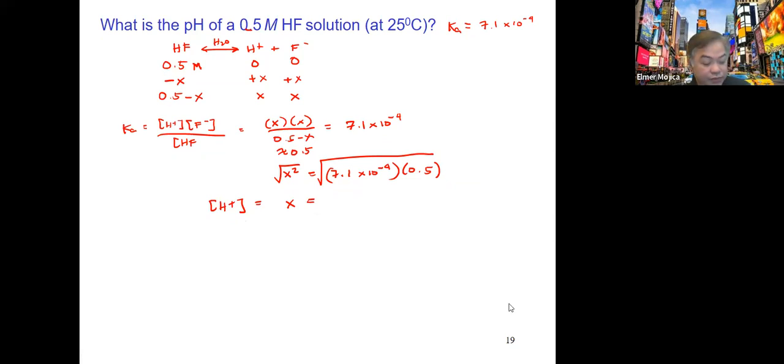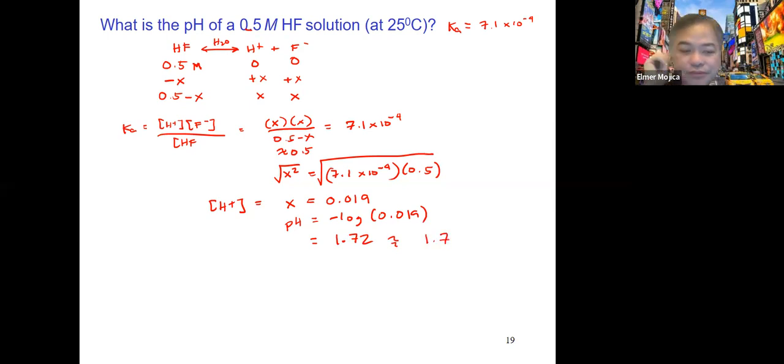Anyone? Ano nakuha niyo? Point 0.199? Or 0.019? And then, you're going to get the pH. Tapos doon pa lang kayo magsasara or mag round up. So what is the pH? 1.72 or since isa lang yung ano doon, 1.7.